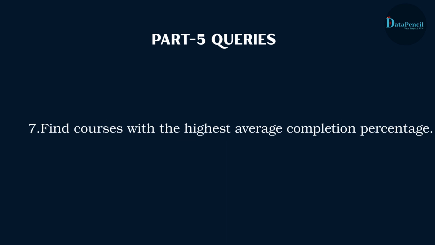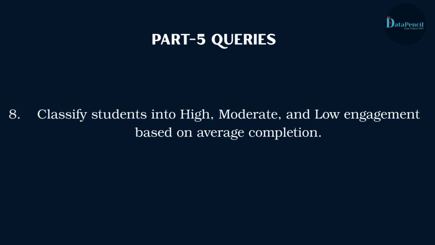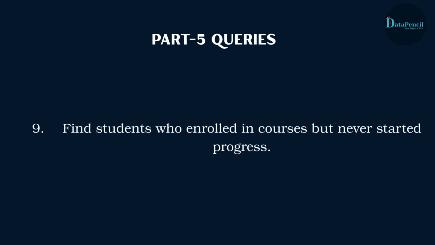Now query 7. Find courses with the highest average completion percentage. Query 8, identify student engagement buckets, means classify students into high, moderate and low engagement based on average completion. So here you will use case when, average function, group by, etc. Query 9, find students who enrolled in courses but never started progress. Here you will use null check, where, left join, etc.